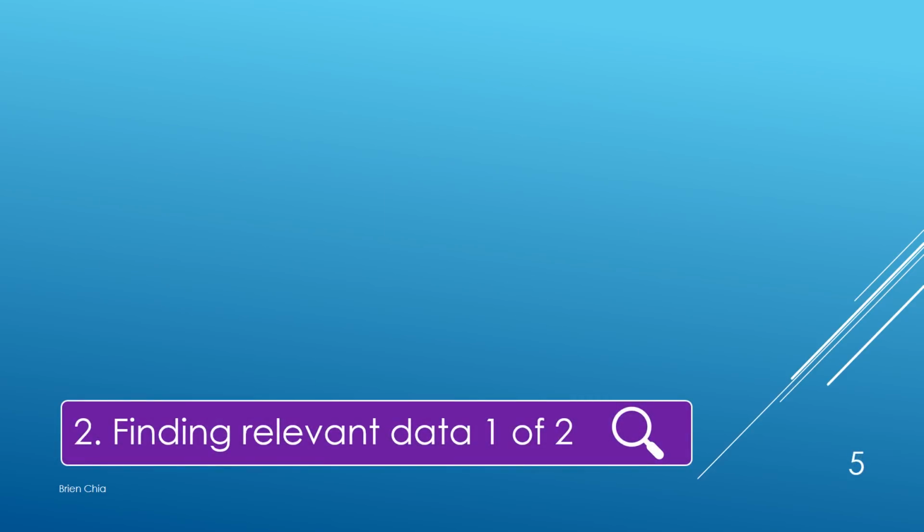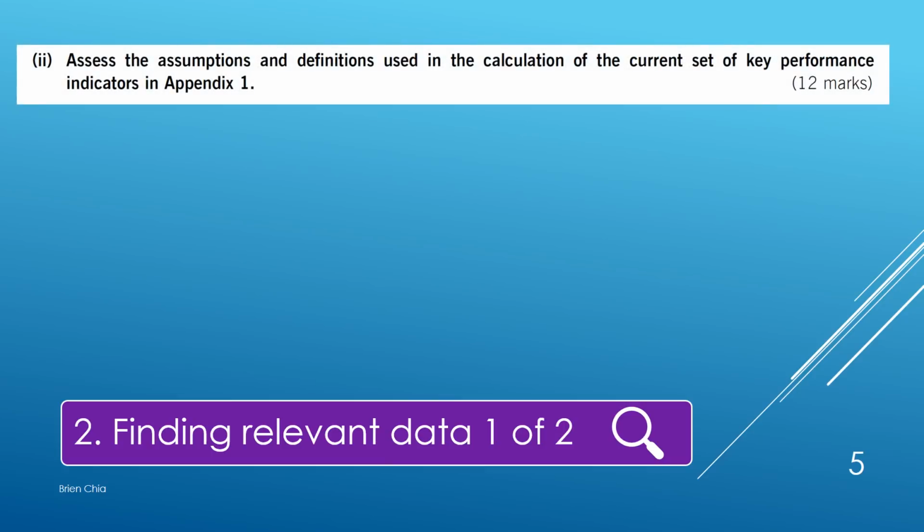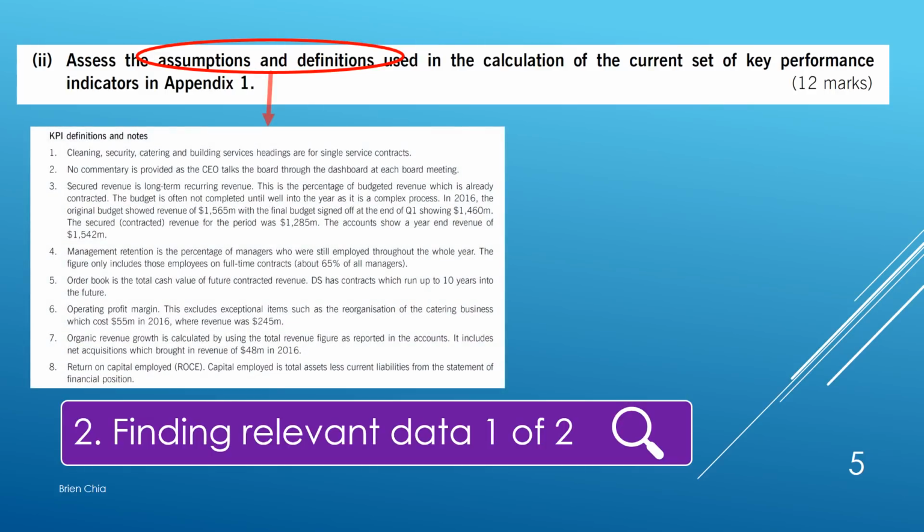The next step would be to find relevant data. A lot of students have issues with reading the question prompt and looking for what is relevant. One thing important to remember about even the P-level papers is that they don't give you a lot of junk. They will give you things which are relevant. So every sentence is important. It's there for a reason. So now we're going to look at the question again, and the data which we're looking for is assumptions and definitions. The first part would bring us to the KPI definition and notes.